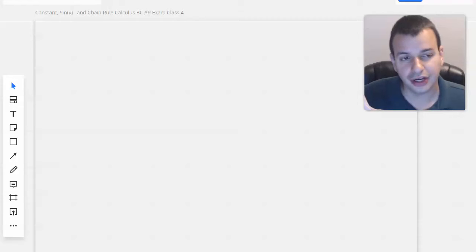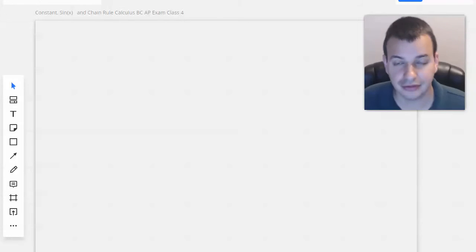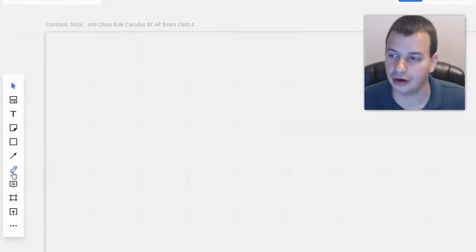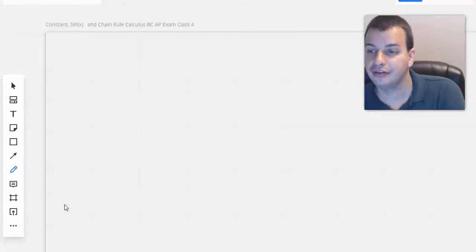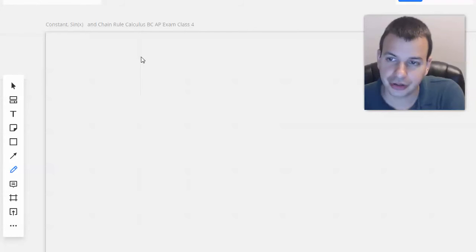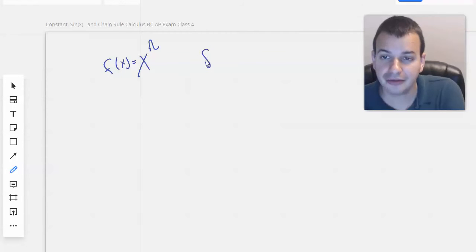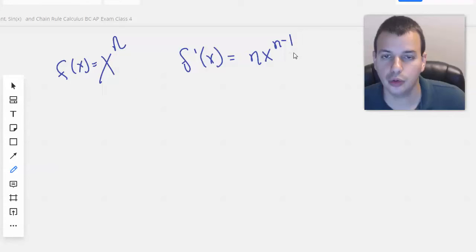So we've gone over the idea behind the limit and how that applied to the definition of a derivative, and we used that to explain the power rule and product rule so far. For the power rule, if you have f of x equals x to the n, then f prime of x, the derivative of f of x, would be n times x to the n minus 1.